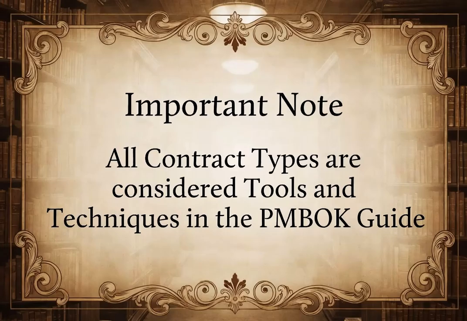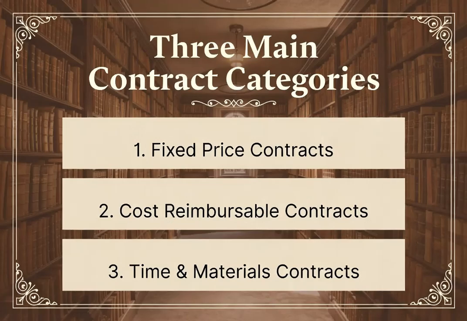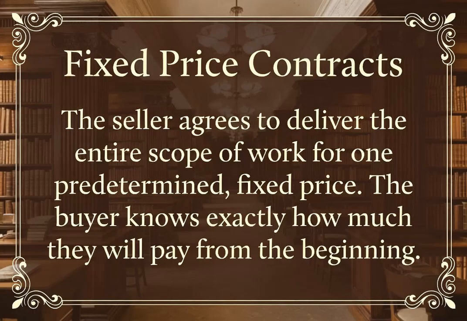It is also important to note that all contract types are considered tools and techniques in the PMBOK guide. Understanding these distinctions will help you clearly grasp the risk implications and when to utilize each contract type. There are three primary categories of contracts in project management: fixed price contracts, cost reimbursable contracts, and time and materials contracts. Let us begin with fixed price contracts.